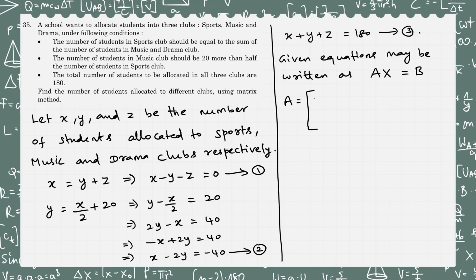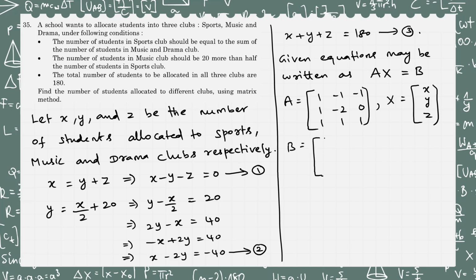So from the first equation, the coefficients are 1, minus 1, minus 1, and from the second equation the coefficients are 1, minus 2, and there is no z, so put a 0. And from the third equation, the coefficients are 1, 1, 1. So that's our coefficient matrix. And x is the variable matrix. We call this x, y, z. And b is the solution matrix. I mean the right hand side of the three equations that are 0, minus 40 and 180.